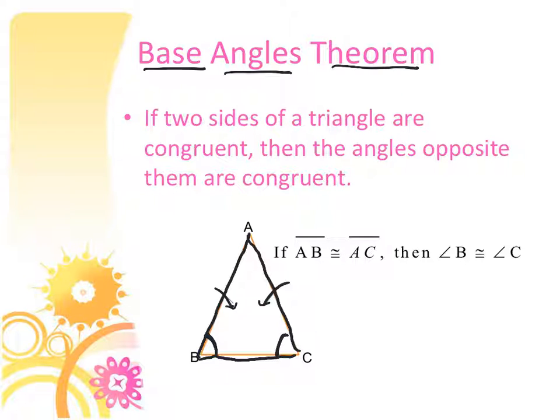So it's actually very easy to figure things out in an isosceles triangle because those two angles, the ones touching the base, it has to be the ones touching the base, are always congruent. Base angles theorem.